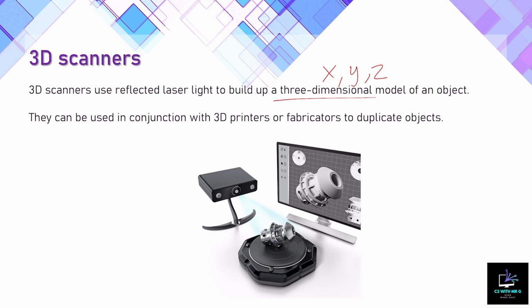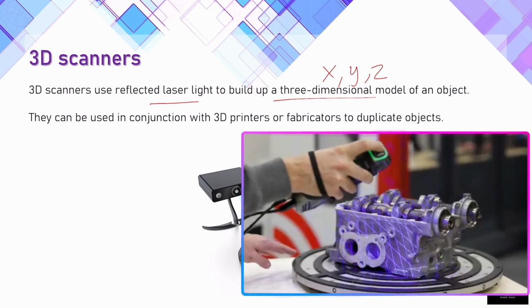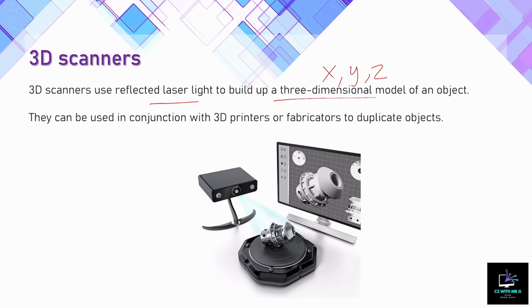It typically uses infrared lights and can be used in many different ways. You might have seen video games being made with 3D scanners. CAD/CAM projects or products being designed on a computer can typically use a 3D scanner. And they can also be used in conjunction with a 3D printer, which is an output device and will be discussed in the next lesson.